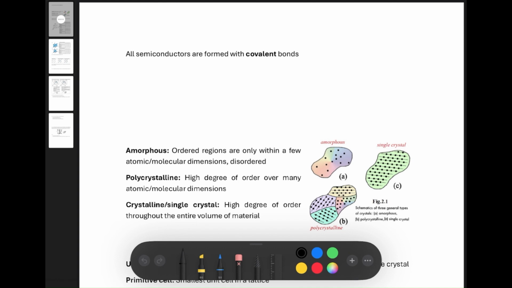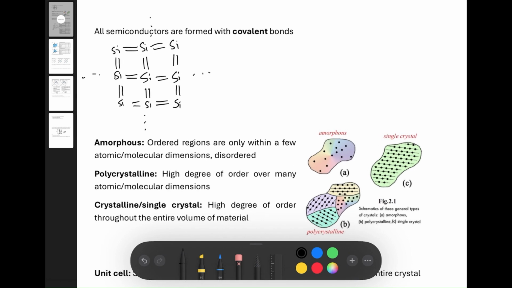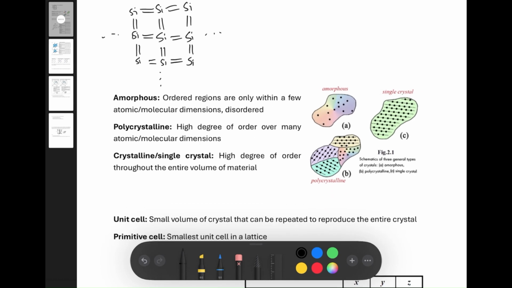Let's start with the fact that all semiconductors are formed with covalent bonds. For what a semiconductor exactly is, we'll look at that in the next part, which is about energy bands. But for now, let's just take silicon, which is the most common semiconductor. Silicon has 4 valence electrons, so the bonding is something like this, where each silicon atom is bonded to 4 silicon atoms. This is just a 2D representation. Of course, this goes on all sides. We'll look at how the 3D representation looks later, but for now the 2D is sufficient.